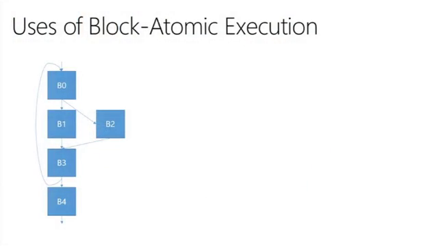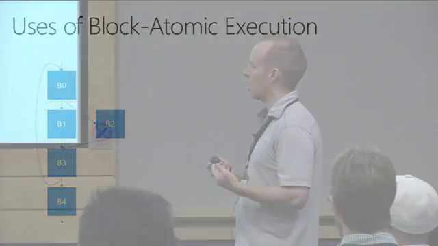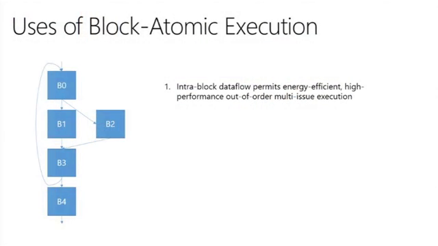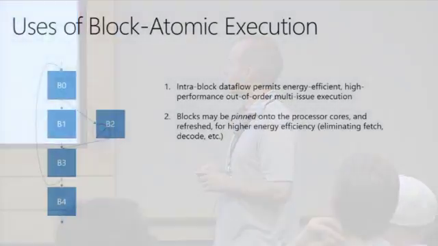So I don't want to spend much more time on this, but if you think about this block atomic execution model that we've been working on for a long time and are now, I think, making very good headway in the energy efficient space. The intra-block data flow exposed through the ISA gets rid of most of your out-of-order energy. So you can actually get much higher performance than an in-order core for similar levels of energy.